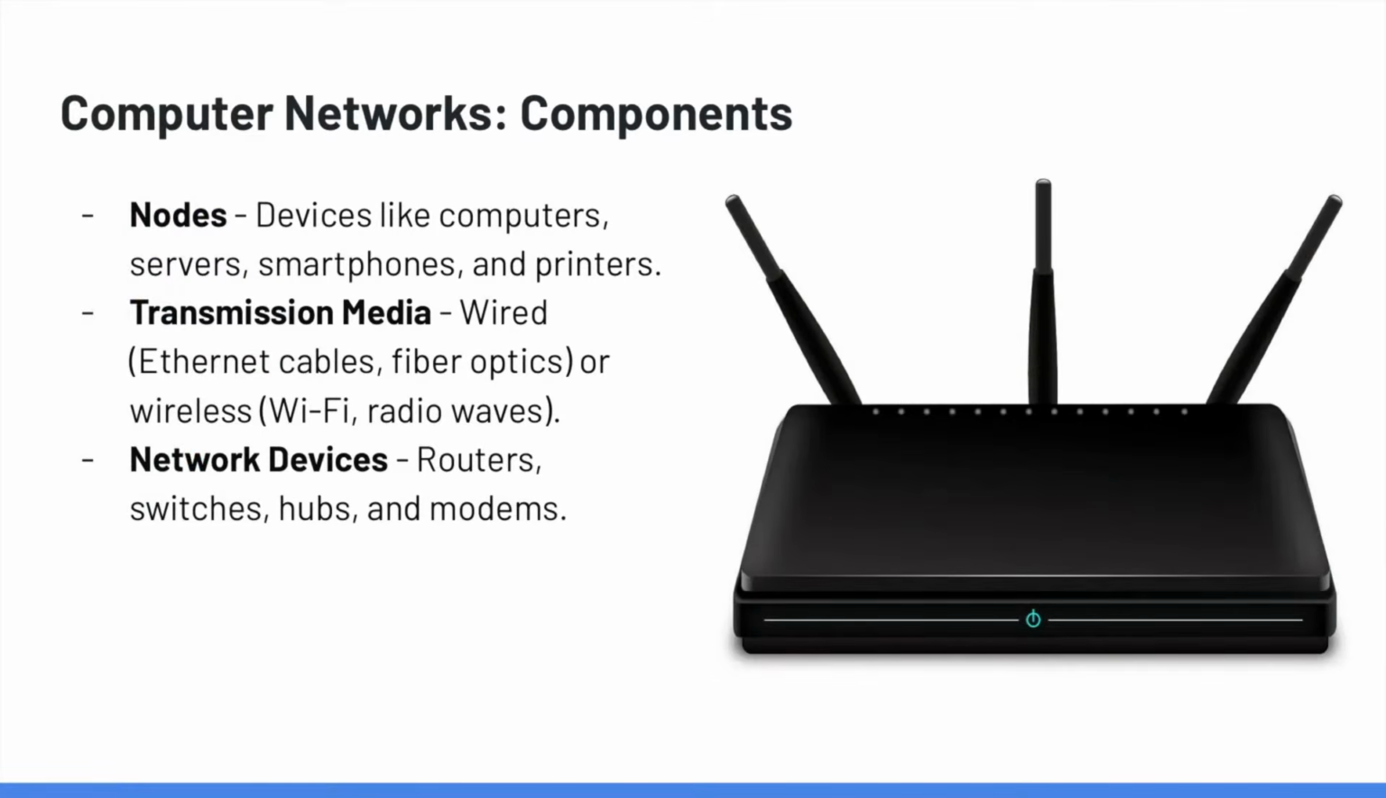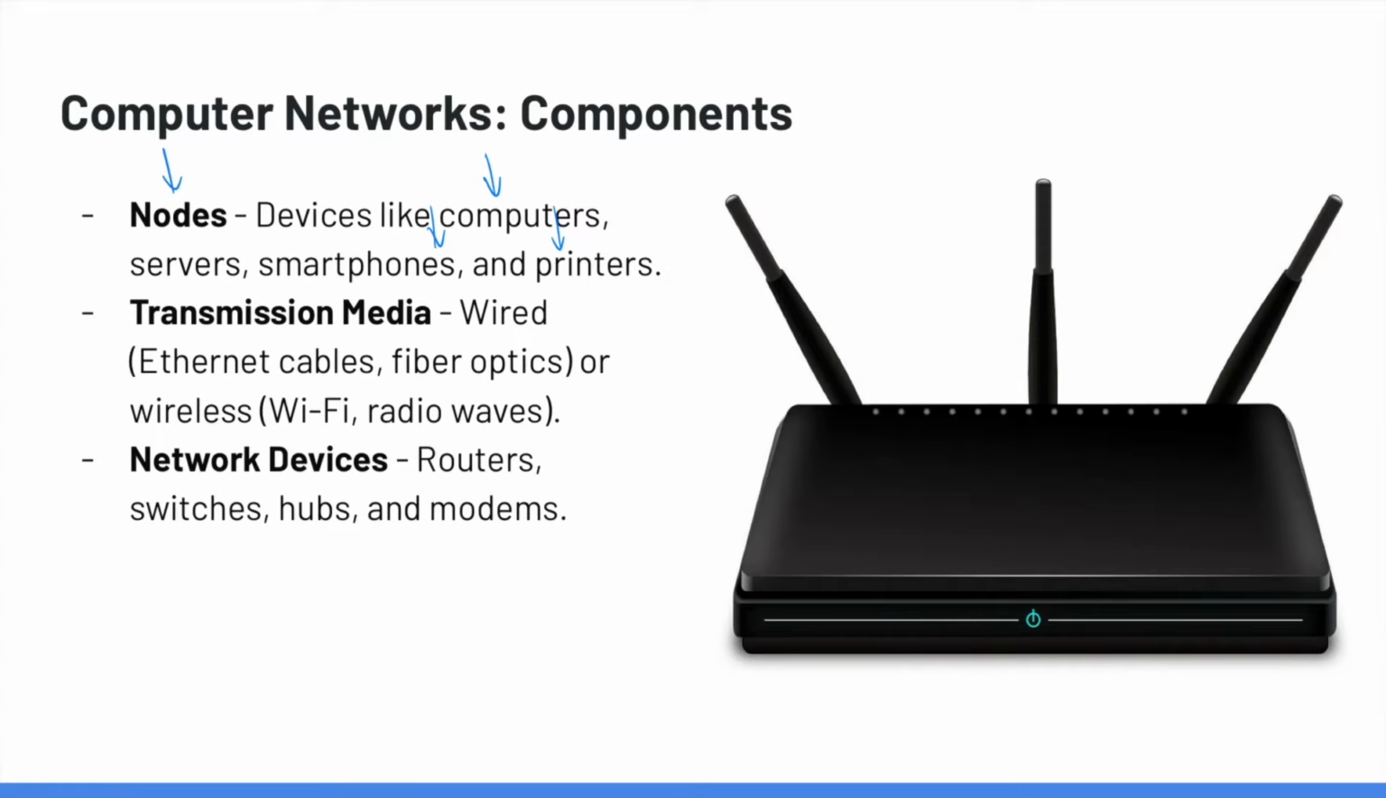Now, there are some fundamental components of computer networks, regardless of whether they're the internet or your home wireless network, that are present. The first is something called a node. And this is basically the device that you use to access a computer network. So this could be something like a computer, a server, which is really just a computer, a smartphone, or a printer. So any device that's connected to a computer network is a node.